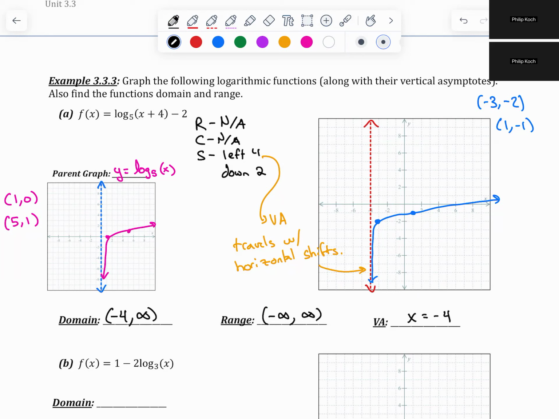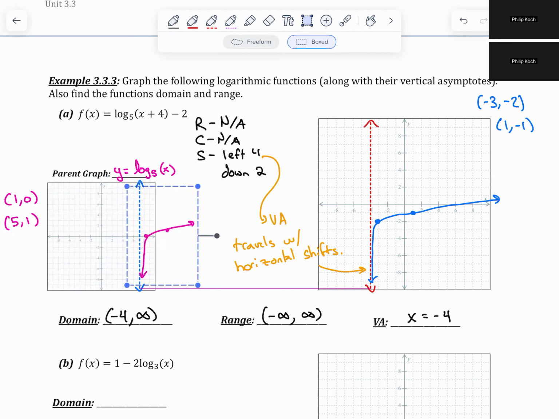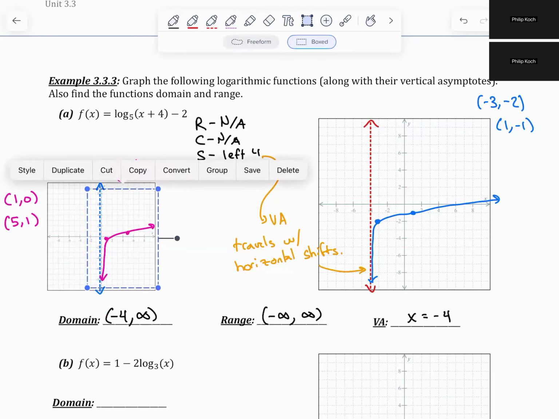Just to give you the intuition as to why the vertical asymptote travels with the horizontal shifts, imagine if I move this up or down: nothing really happens to that vertical asymptote. It stays on the y-axis. But as soon as I start shifting it left or right, it travels along with it. If I were to vertically stretch it, like taking it on silly putty and stretching it, the vertical asymptote would stay where it is. And even if I were to horizontally stretch it, it's on the line x equals 0.